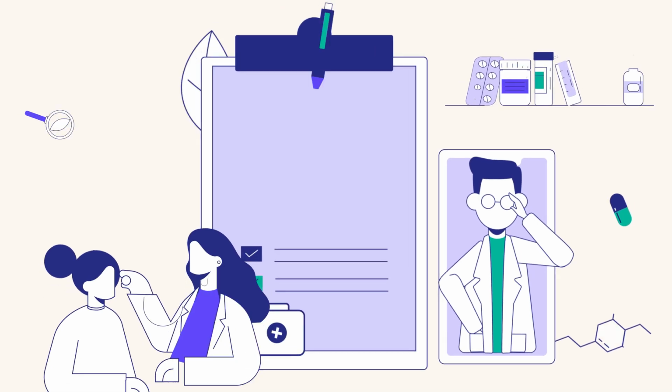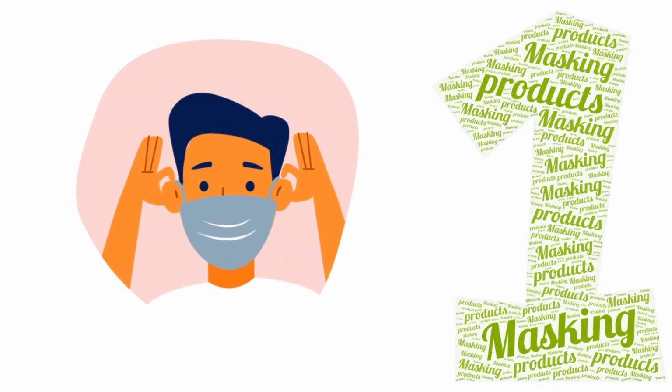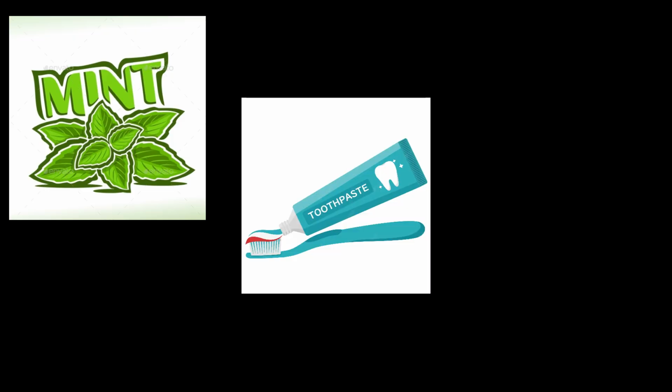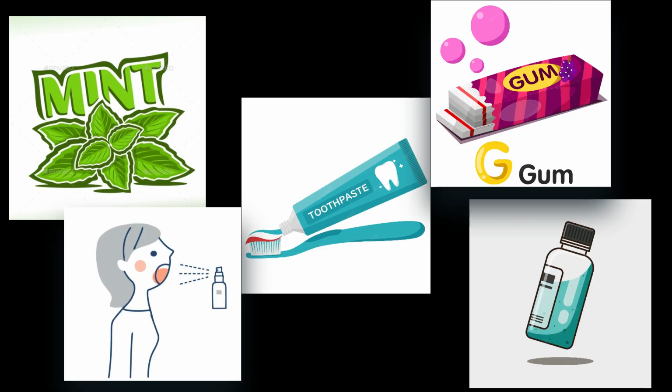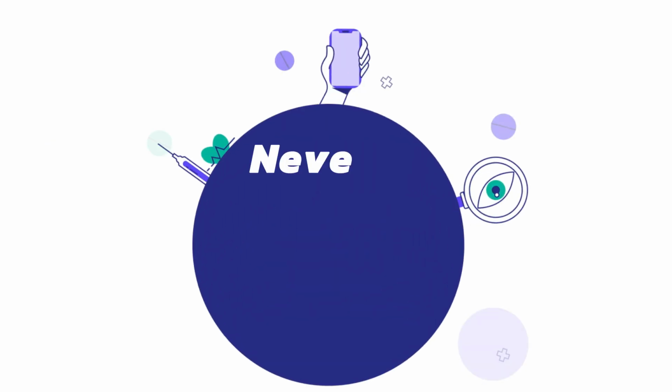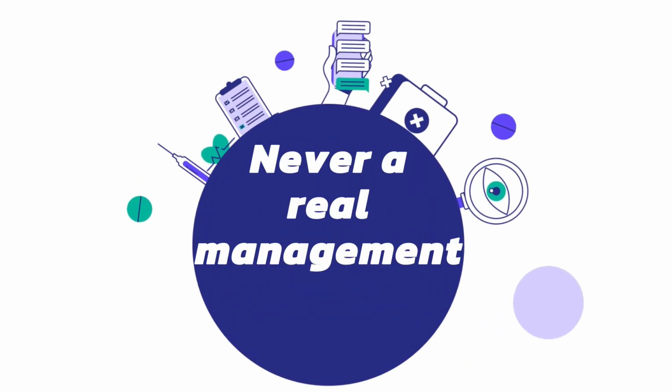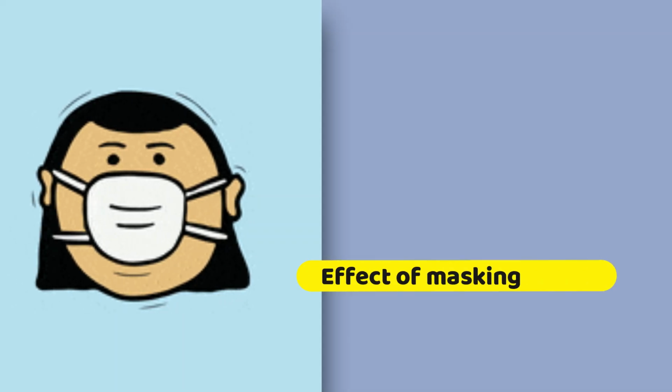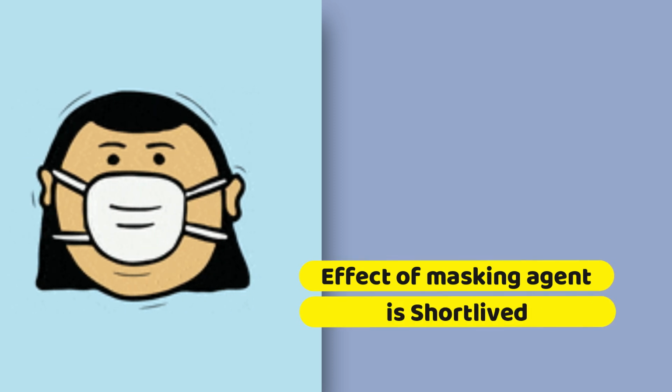The treatment of halitosis includes first, masking products. You may use products such as mints, toothpaste, mouth rinses, sprays, and chewing gums to control the halitosis. But you should remember that the usage of masking products only is never a real management of halitosis. Also, the effect of masking agents is short-lived.